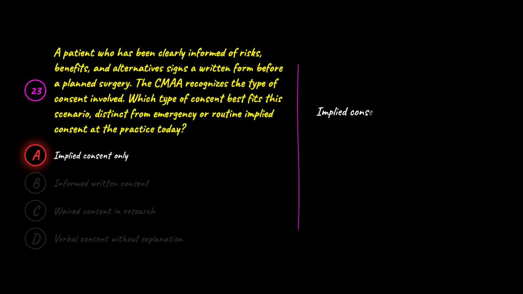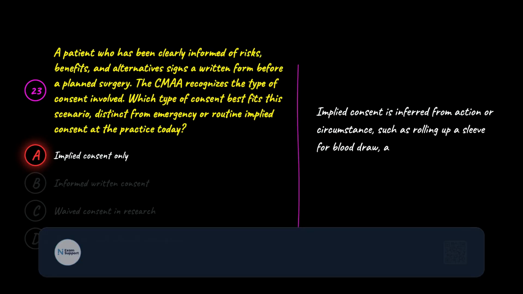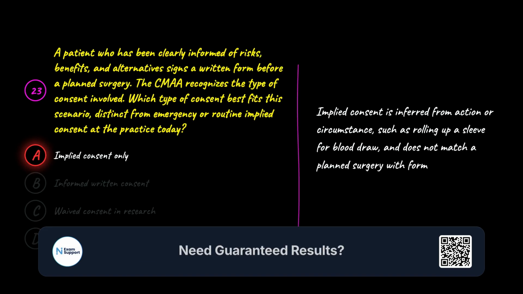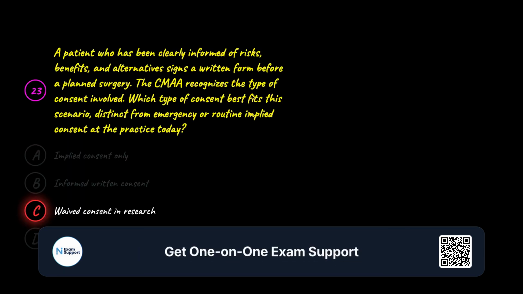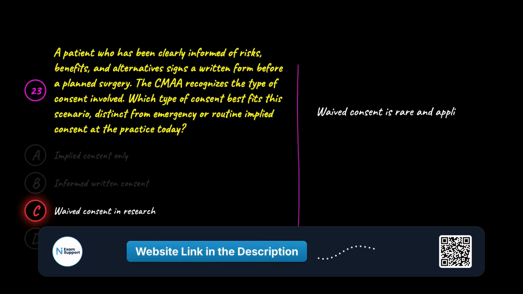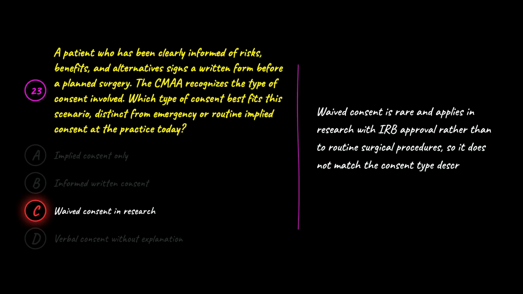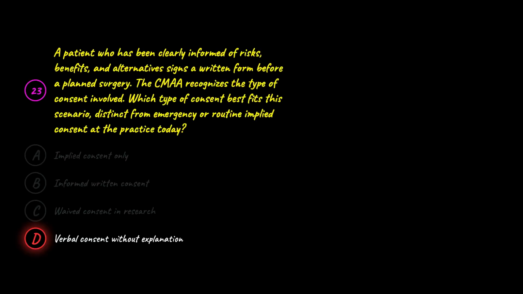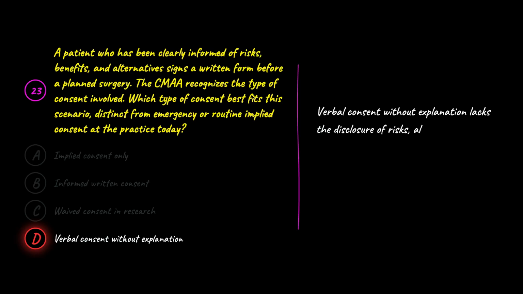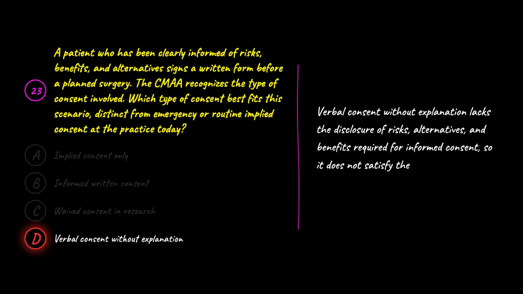A is wrong because implied consent is inferred from action or circumstance, such as rolling up a sleeve for blood draw, and does not match a planned surgery with formal disclosure and signature on file. C is wrong because waived consent is rare and applies in research with IRB approval rather than to routine surgical procedures, so it does not match the consent type described in this scenario at the practice. D is wrong because verbal consent without explanation lacks the disclosure of risks, alternatives, and benefits required for informed consent, so it does not satisfy the standard for a planned surgical procedure here.